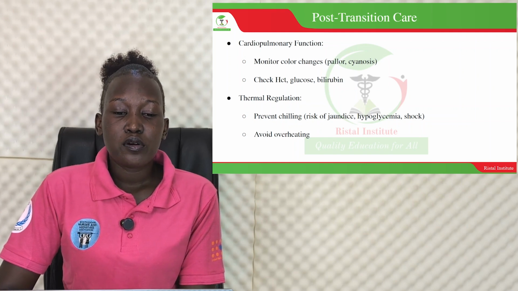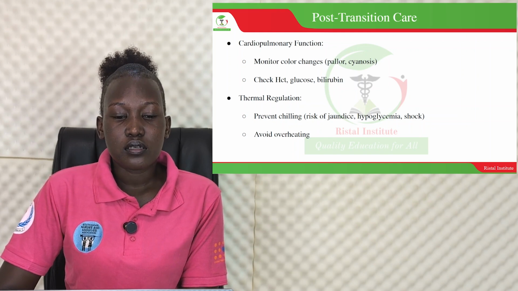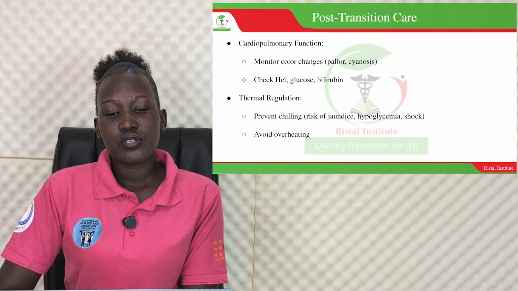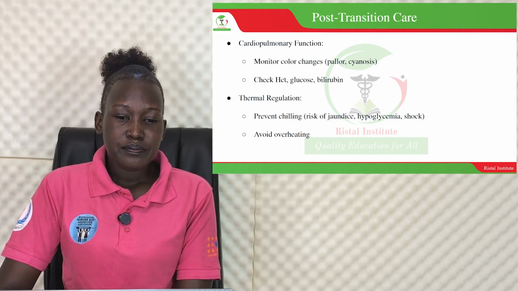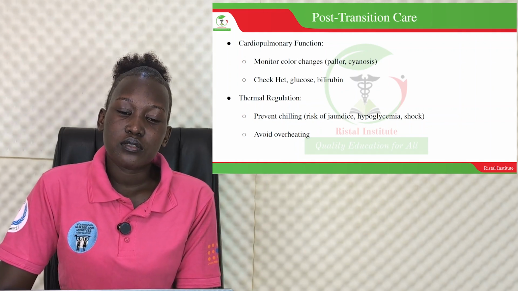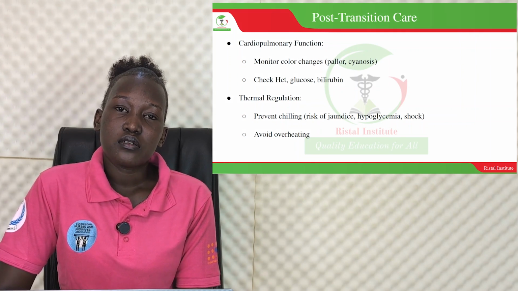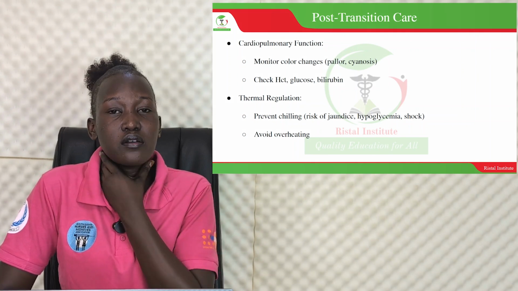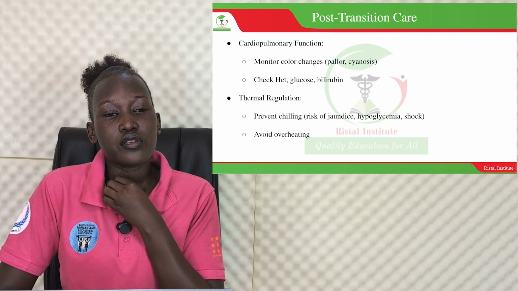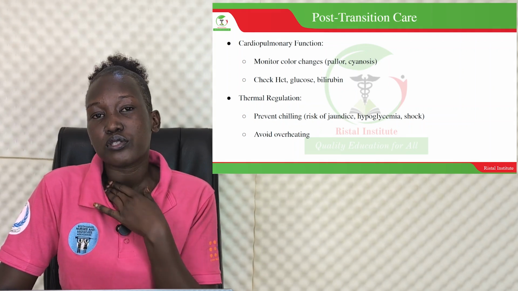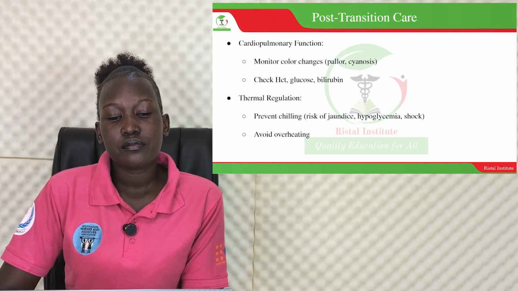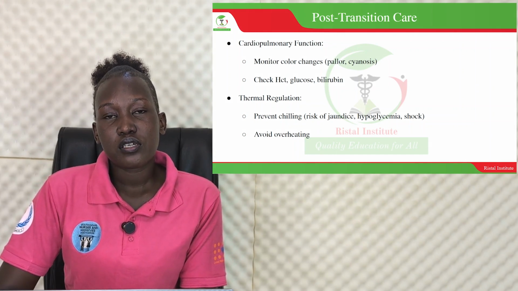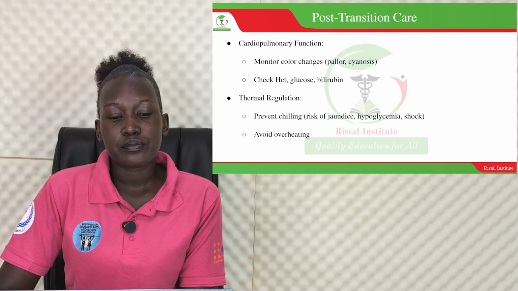So we have cardiopulmonary functions. You need to monitor color changes. So when we are looking at cardiopulmonary, we focus basically on the paleness of the baby and then the color, all those other pinkish areas, if it is cyanotic. So we shall check HCT or hematocrit, we shall check glucose and then bilirubin.